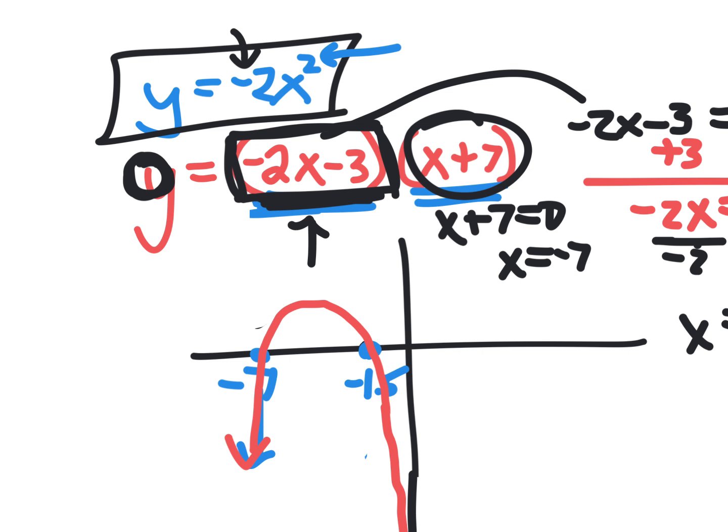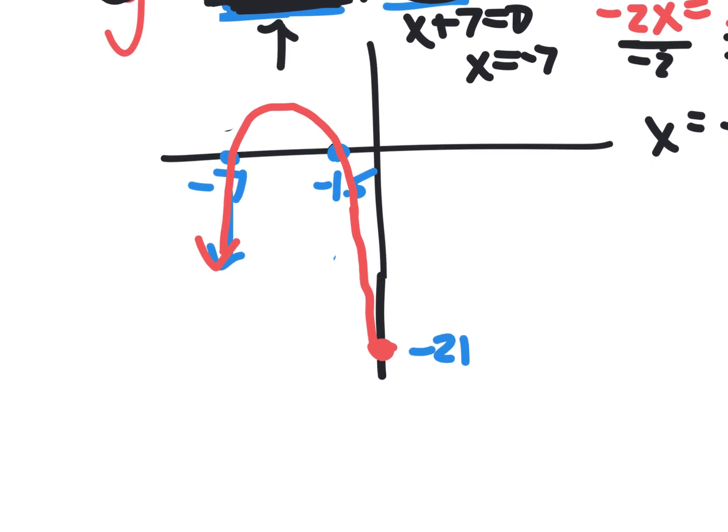So, since you brought it up, Mr. Nichols, how do you find the y-intercept again? What you first do is make x 0. X is 0. And this cancels this out because 0 times negative 2 is 0. So that's gone. And 0 plus 7 is 7. So 7 times negative 3 makes negative 21. Who had negative 21 before I even said it? Nice job. That's it for today.